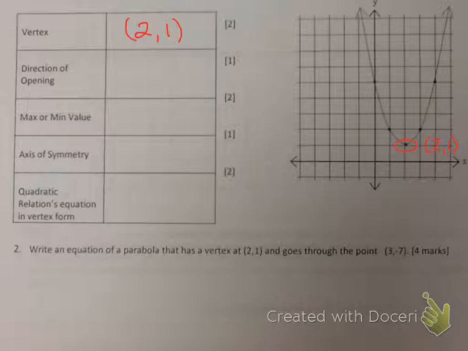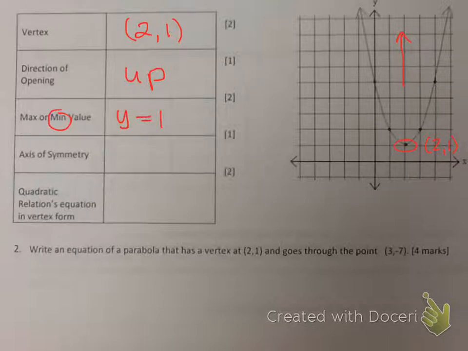The direction of opening is either up or down. That's all we have to say. And in this case, the parabola opens up. The max or the min value is the highest or the lowest value. That's a y value, our optimal value. In this case, it's a minimum and it's y equals 1.